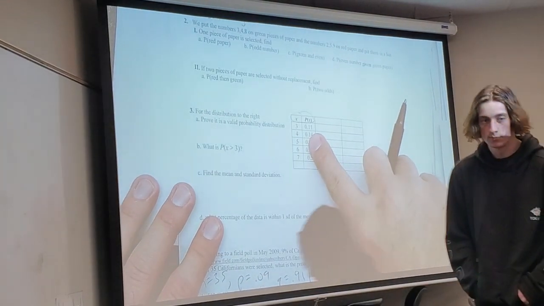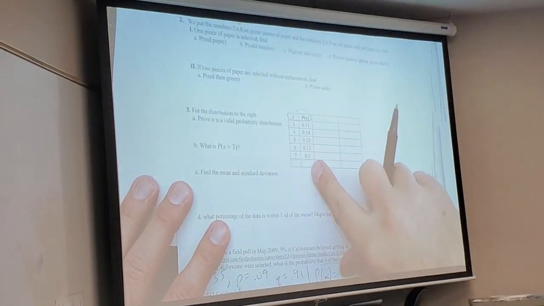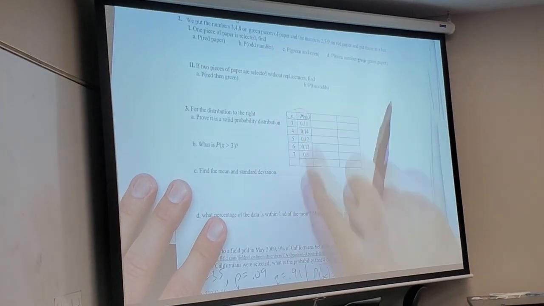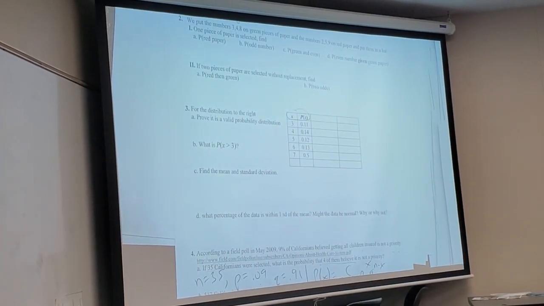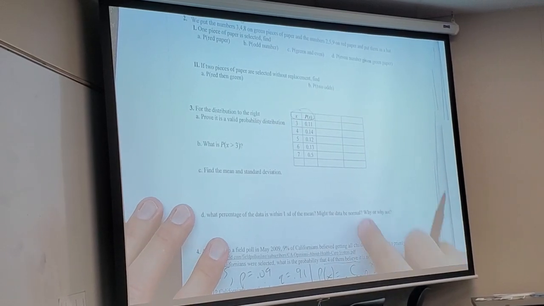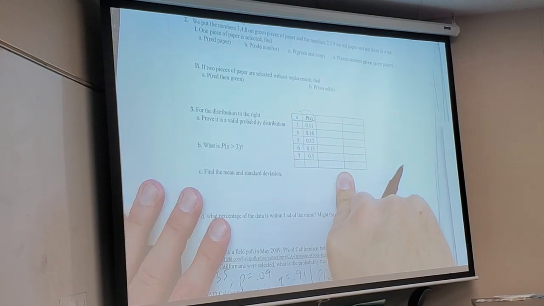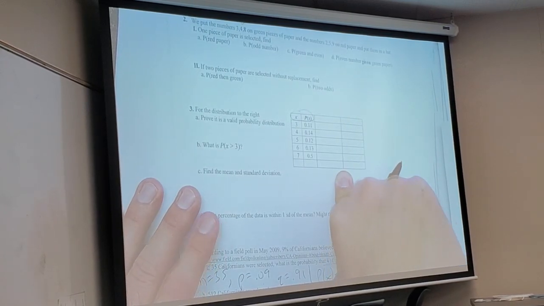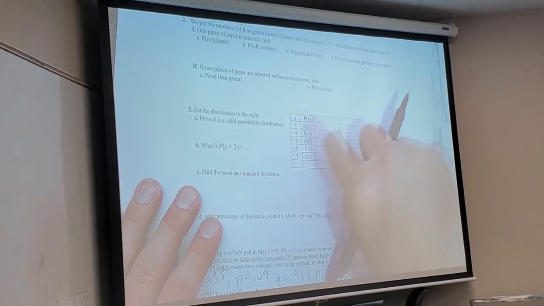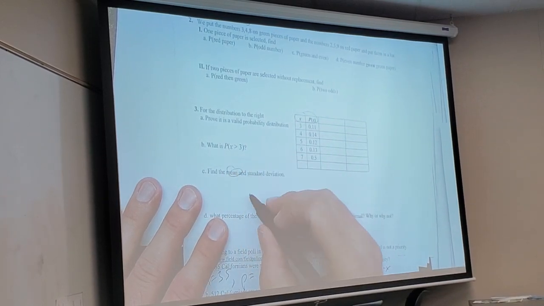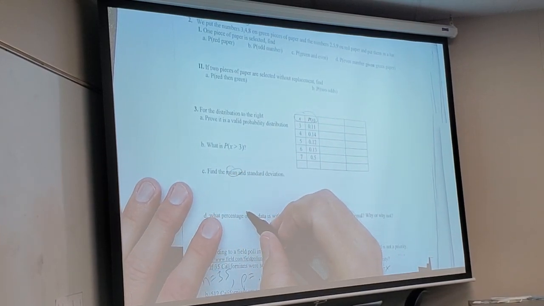I'm going to give you a problem like this. And this is a general probability distribution. It's got x and it's got p of x. So what formulas do I probably want to use to do stuff with this? If you look at your formula sheet, in order for me to figure out the mean, what formula am I going to use?